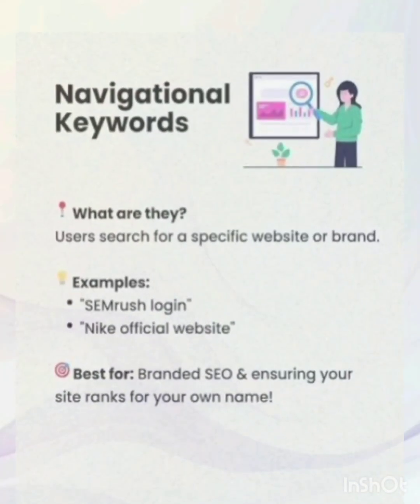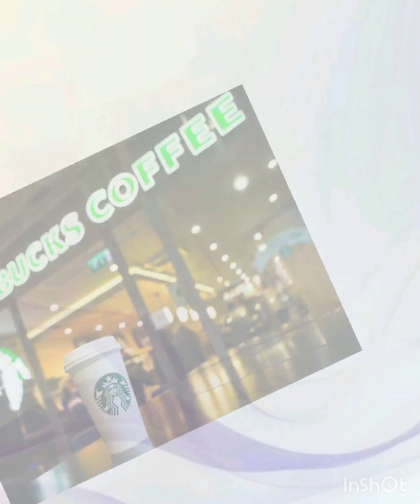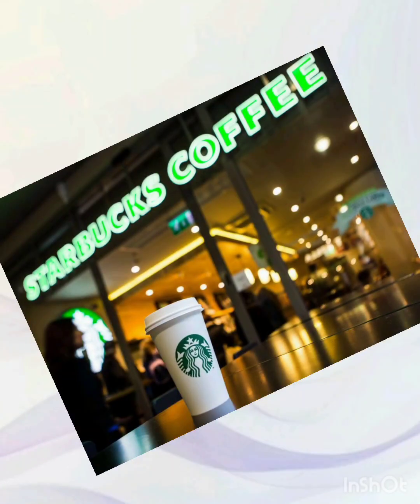Second is navigational keywords. They are specific or directional keywords. In the first case, the researcher is looking for just how to make a coffee or tea. In the second case, navigational keywords, the person will probably be searching for something like Starbucks coffee. A specific direction, a specific keyword he is using. That is called navigational keywords.